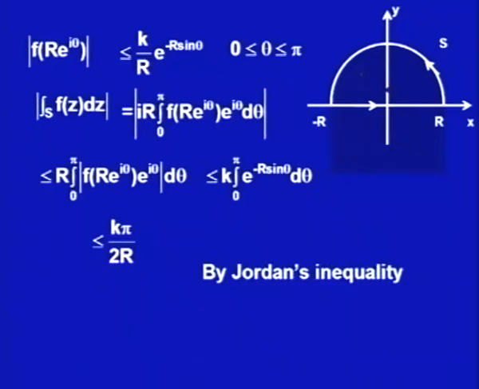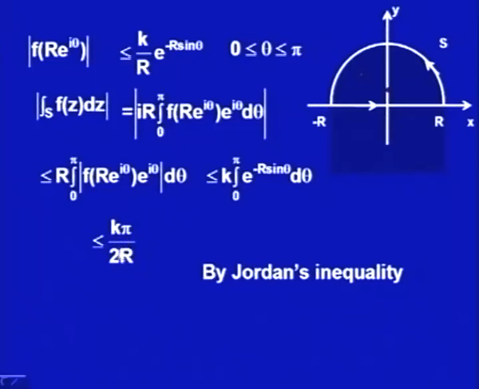So now what I have obtained is the upper limit: the absolute value of the integral along the semicircle of the function f z, which is the actual function we started with, z e to the power i z upon z square plus 2 z plus 2, is bounded by k pi upon 2 r. Now you see what we have found. Earlier, the first bound was k upon r. Now it is k pi.